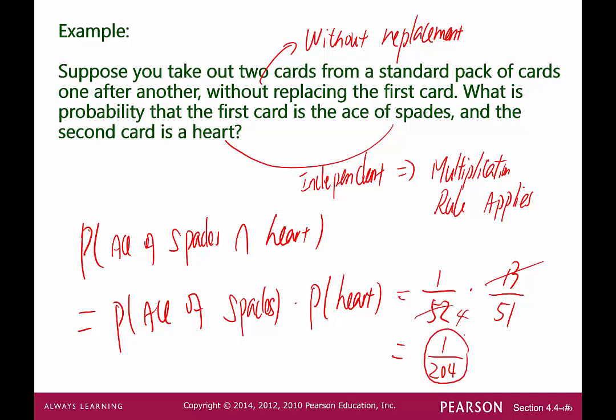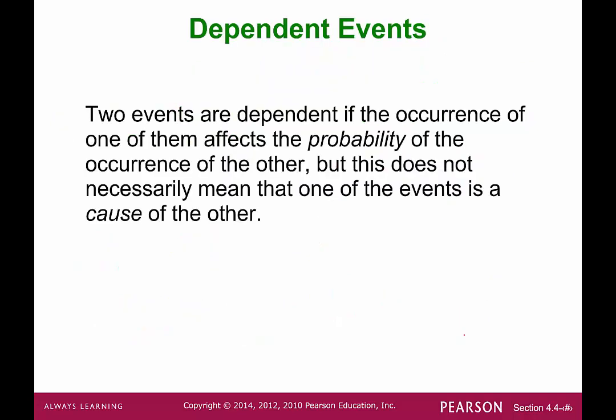Okay. So that's how we apply the multiplication rule to solve the probability problem. Two events are dependent if the occurrence of one has an impact on the probability of occurrence of the other. This does not necessarily mean that one of the events is the cause of the other.